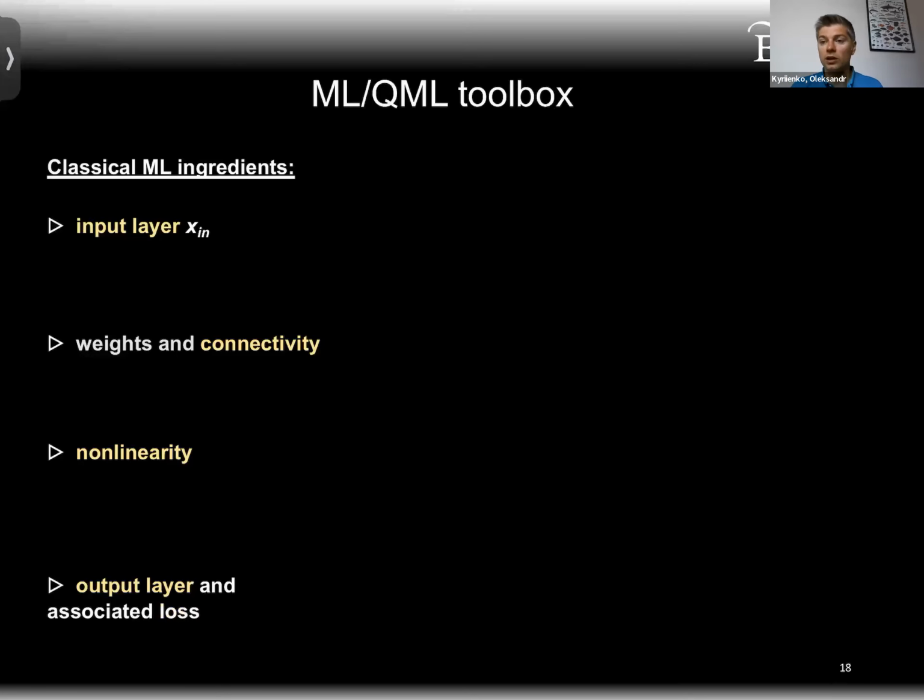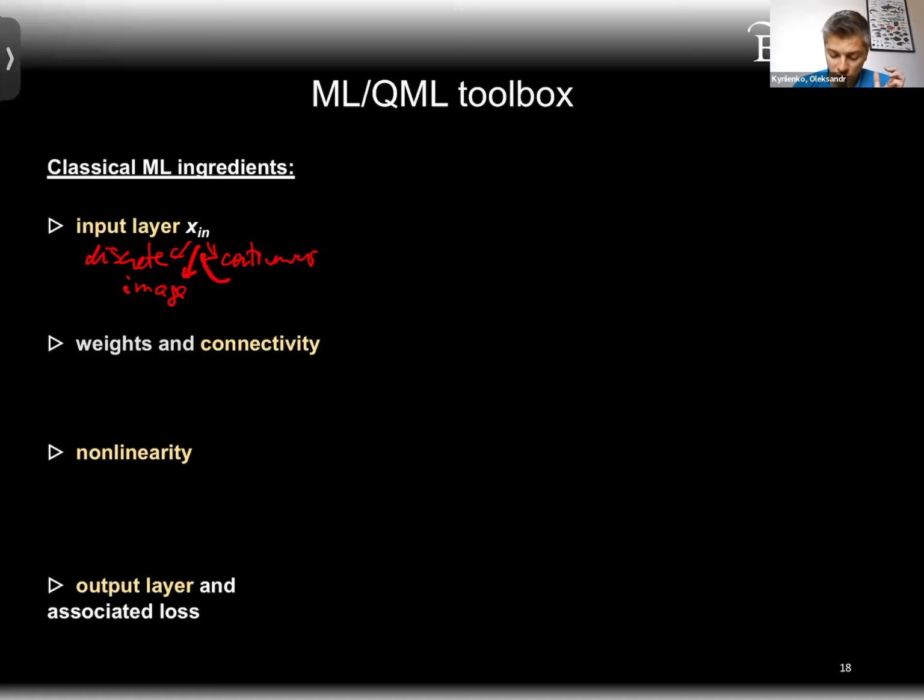Okay, so we got the basics, and let me just reiterate that we have classical machine learning ingredients, which is the input layer, some vector of variables x input. And what is very important is that this could be discrete, this could be continuous. This could have some structure, for instance, an image.